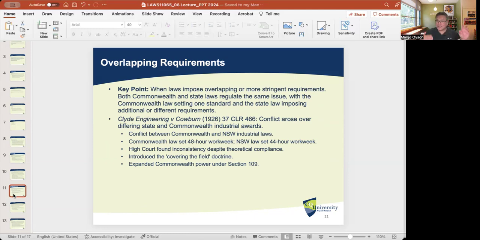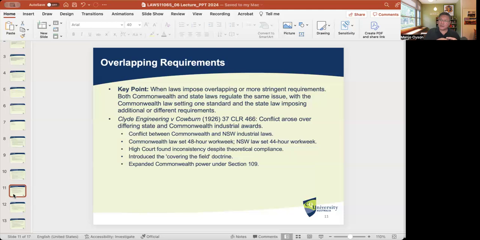So this is a different scenario altogether from the first one, because here, if an employer in New South Wales were to force its workers to work for 46 hours, they would comply with Commonwealth law, but would be in breach of state law.